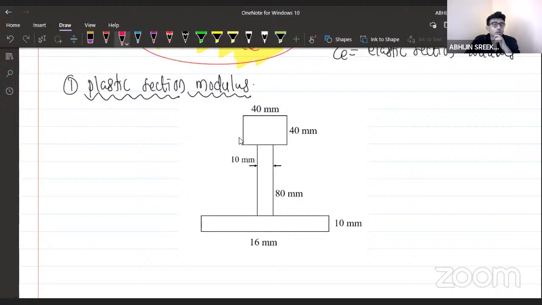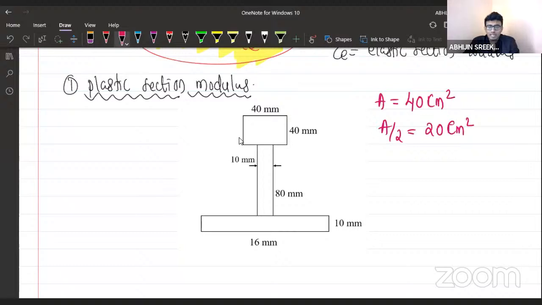So where will it be? Will it be in the top flange, in the web, or in the bottom flange? For that, there is one detail given. The total area of the section is given as 40 centimeters square. So we know half of the area is 20 centimeters square.